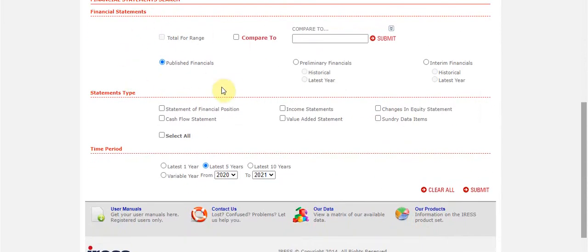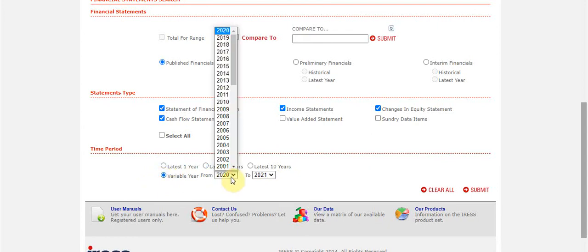Then you can say you always want the published financials. You can go and select you want the statement of financial position, an income statement. You also want an equity statement, a cash flow statement. And you can also select a time frame for which you want information.